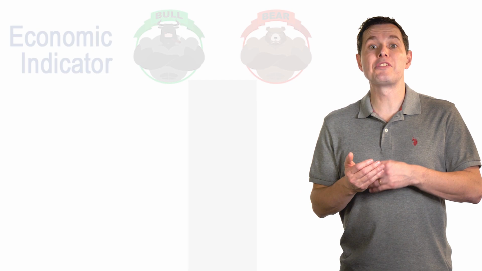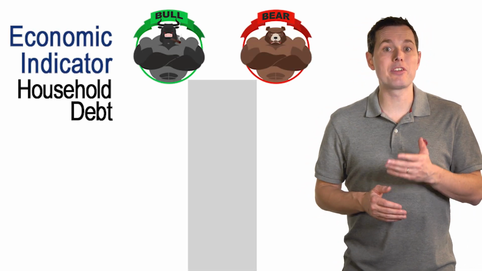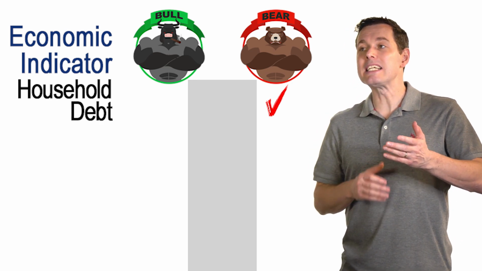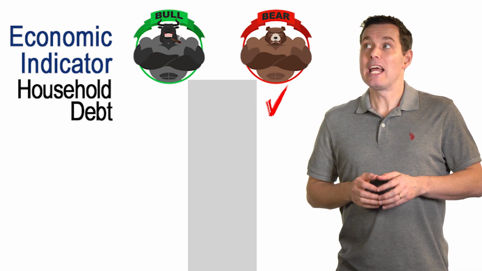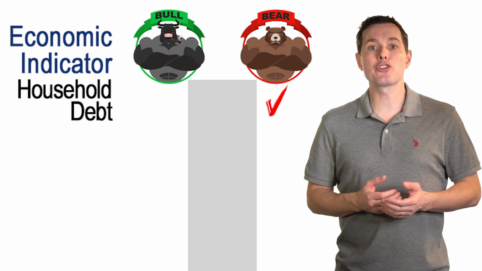But I think that we can assume that with lower interest rates, debt is likely to continue to move higher. So when we switch over to our scorecard here, well, I think it makes sense to give this point to the bears, since clearly debt is a bad thing and certainly a future problem for households and for the country in general.